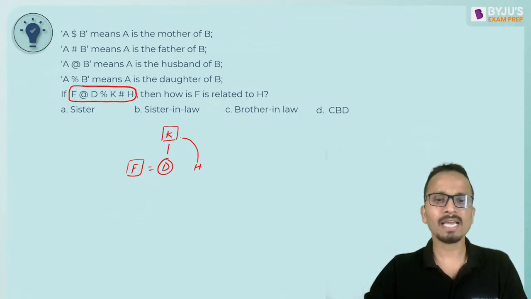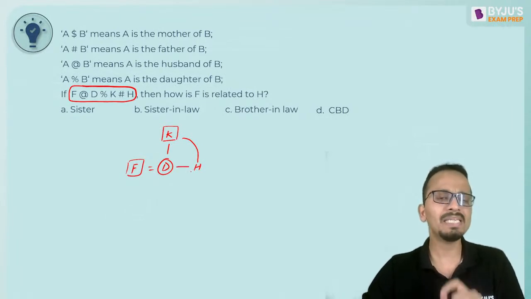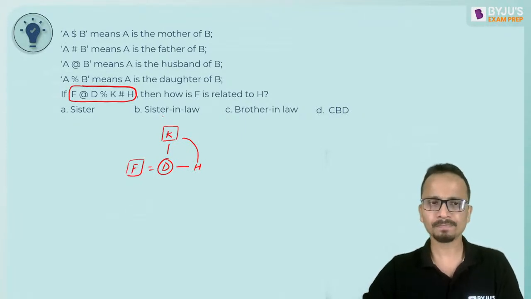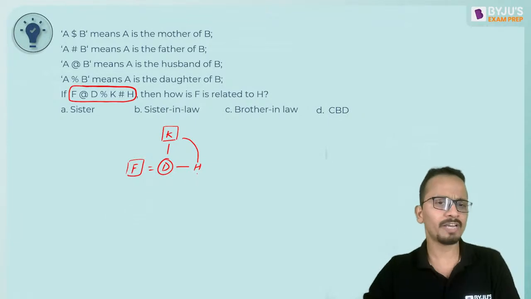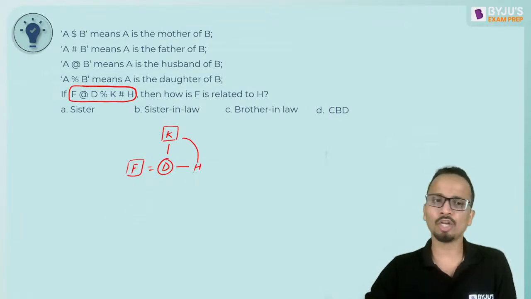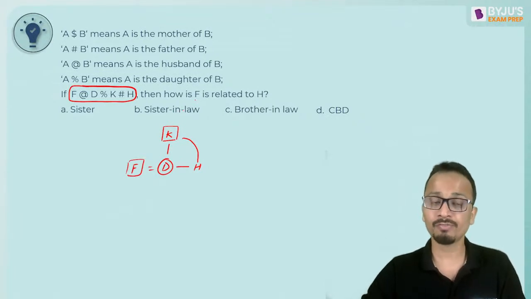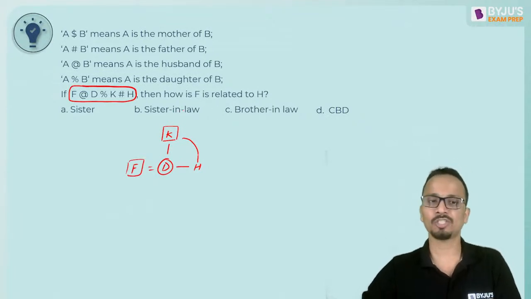Now, since H is the child of K, as well as D is the daughter of K, I can say that D and H will be siblings. So D is the sister of H. H can be either brother or sister of D. But now the relation is asked for F, how F is related to H.